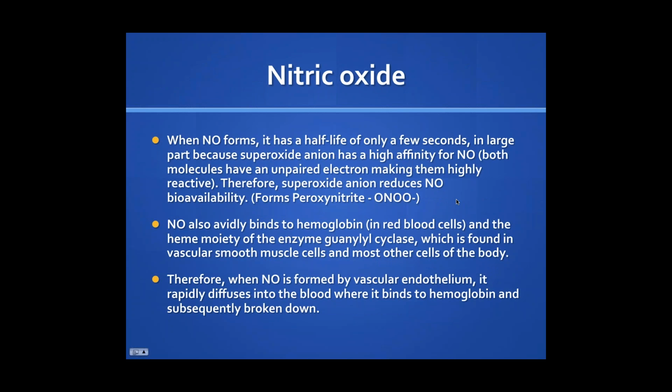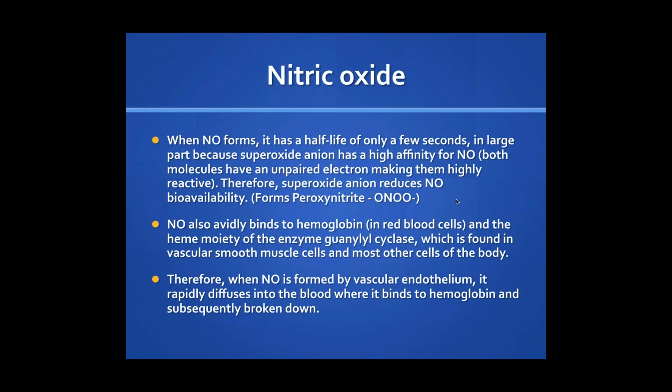When NO forms, it has a half-life of only a few seconds. This is the problem. It's there and then it's gone, in large part because the superoxide anion has a high affinity for nitric oxide. So we have both molecules. They have an unpaired electron, making them highly reactive with each other. They really like each other. Therefore, the superoxide anion reduces nitric oxide bioavailability and forms peroxynitrate. There's that ONOO molecule. I call it the oh no, because it's bad news.